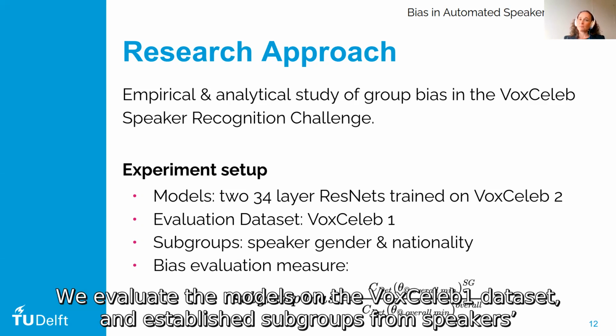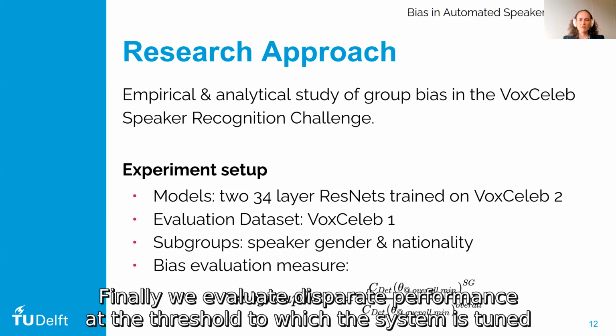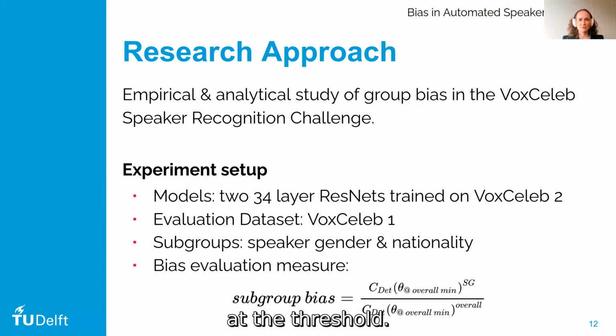We evaluate the models on the VoxLab1 dataset and establish subgroups from speakers, gender, and nationality as categorized in the dataset's metadata. Finally, we evaluate disparate performance at the threshold to which the system is tuned by calculating subgroup bias as the ratio of a subgroup's cost to the overall cost at the threshold.